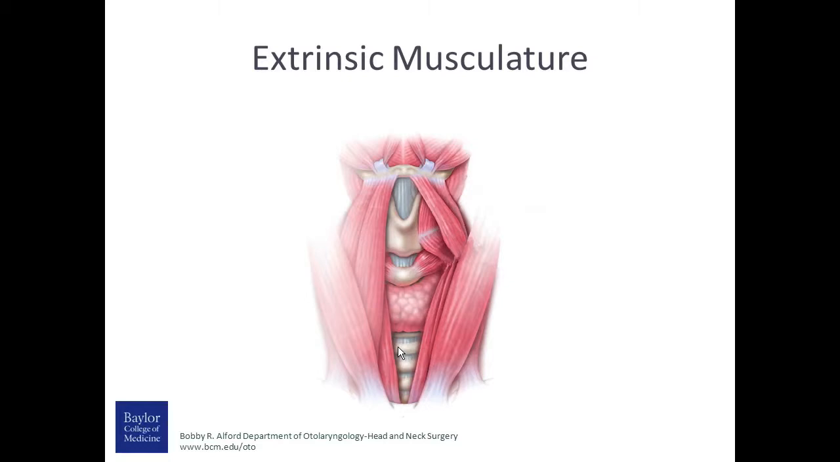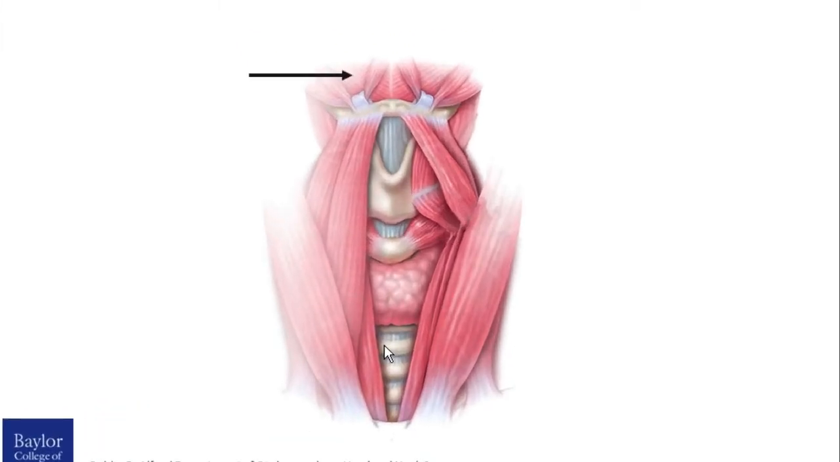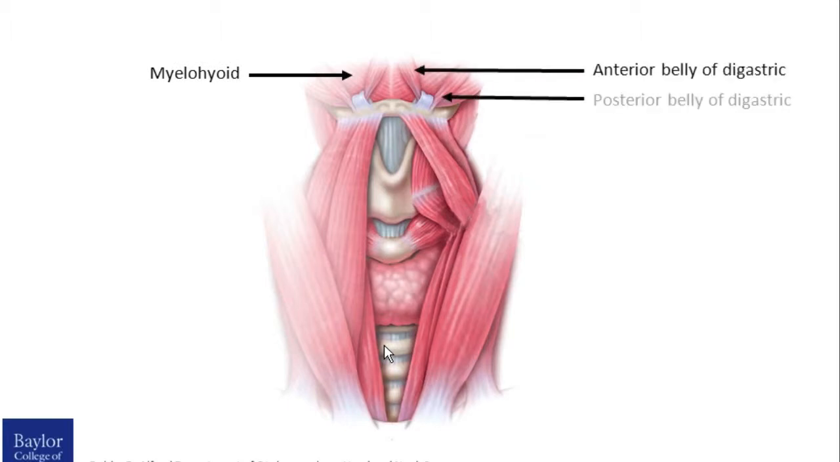The extrinsic musculature of the larynx helps put the larynx in context. We're lucky in the head and neck that most of our muscles are named after their origins and insertions, with a couple exceptions. To start with, you have your mylohyoid muscle, which comprises the floor of mouth, and the anterior and posterior bellies of the digastric muscles. These muscles are superior to the hyoid bone. And then this is your hyoid bone.